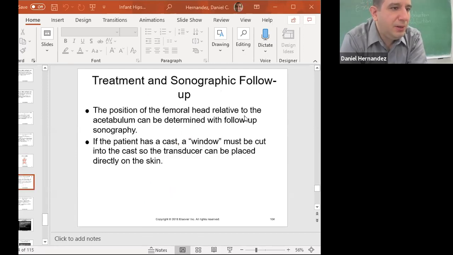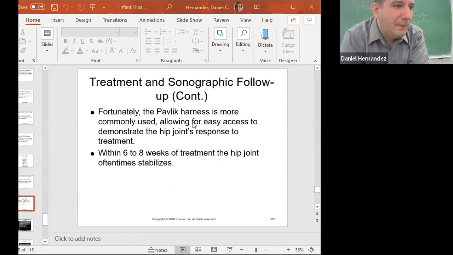The position of the femoral head relative to the acetabulum can be determined with follow-up sonography. If the patient is in a cast, a window must be cut into the cast so the transducer can be placed directly on the skin. That's obvious. Fortunately, the Pavlik harness is more commonly used, allowing for easy access to demonstrate the hip joint's response to treatment. Within 6 to 8 weeks of treatment, the hip joint often stabilizes.